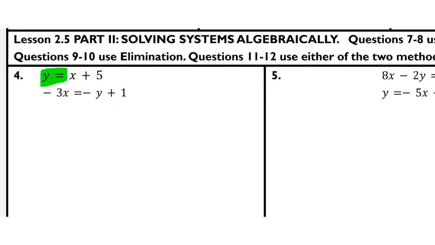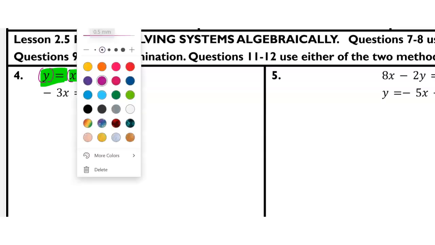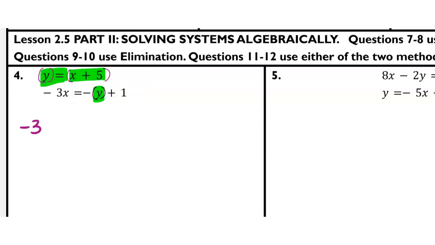All right, we see a y equals. We're going to put parentheses around the y, because we saw that it was y equals. Put parentheses around the y on the second equation, and then go back and put parentheses around what y is equal to. So remember, in this little space right here, we're going to write down what y is equal to. So we're going to rewrite negative 3x is equal to negative, there's my parentheses, that's where I put the x plus 5, and then everything else will be the same.